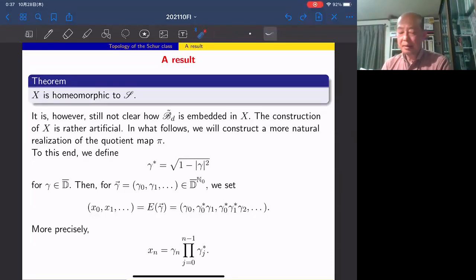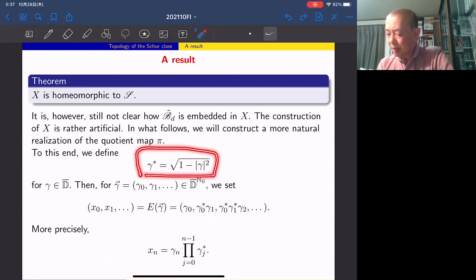So actually, I think that my contribution is to introduce the following, in some sense, coordinates for the Schur class and the set of Blaschke products. Okay. So for later convenience, we define gamma star by this formula, for gamma in the closed unit disk. So gamma star is just this quantity. This looks a bit weird, but this is actually very useful.